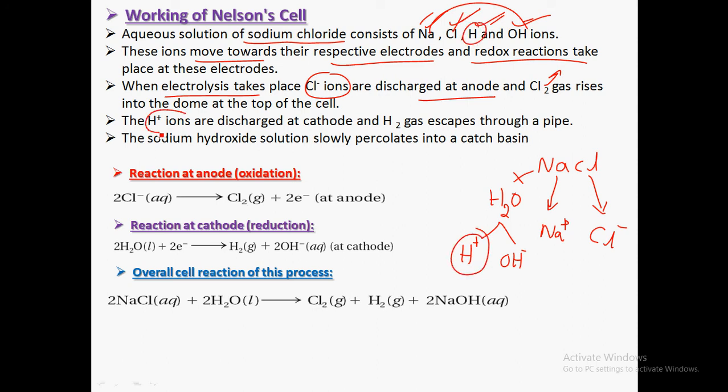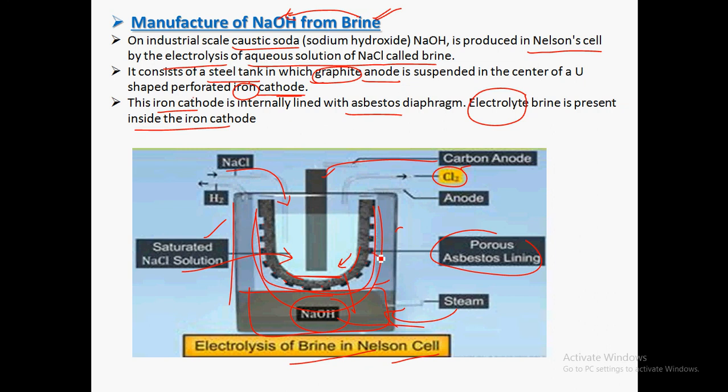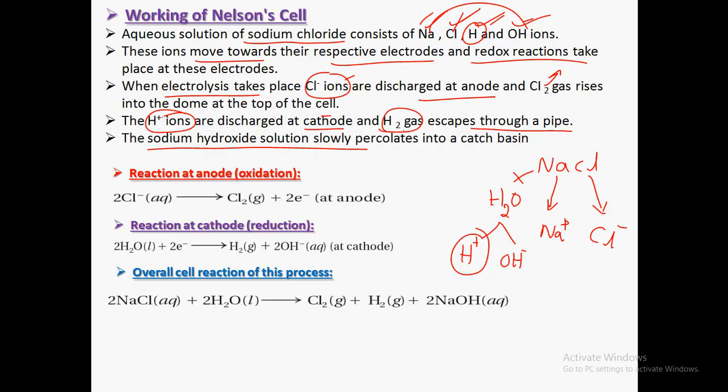Here you can see hydrogen ions are discharged. This is plus, so they discharge at the minus cathode. The hydrogen ions join at the cathode and collect the electrons which chloride is releasing, and they change to hydrogen gas and escape through a pipe. The hydrogen gas is also collected. Next, the sodium hydroxide solution percolates. Percolates means going through these holes outside and settling here. It is called percolation. So it percolates into the catch basin at the bottom. From there it is collected out.